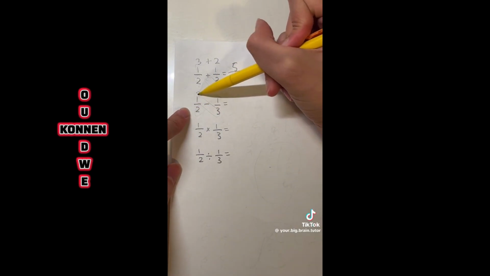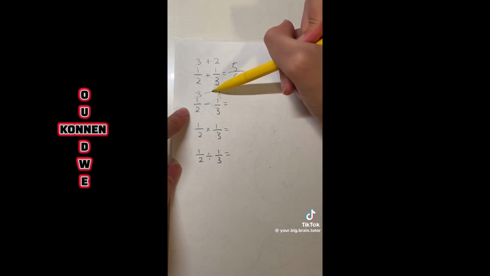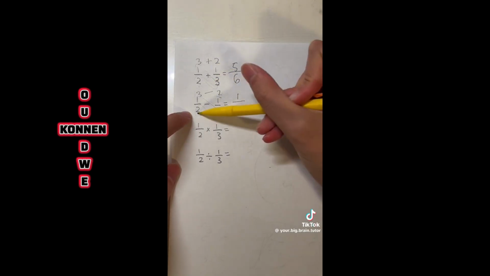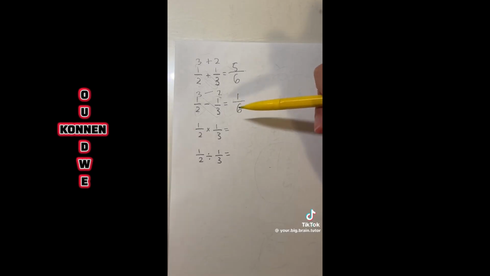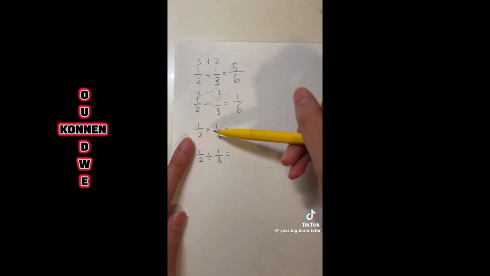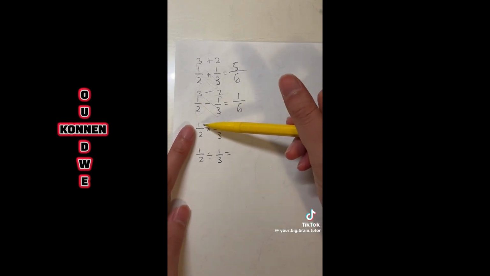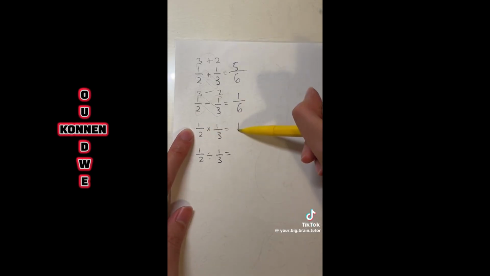And for subtracting fractions, this is basically the same thing. 1 times 3 is 3. 1 times 2 is 2. Bring up the operation. It's going to be 1 over 2 times 3, which is 6. That's the difference. And then 1/2 times 1/3. That's easy. You multiply the numerators. 1 times 1 is 1. And then multiply the denominators. 2 times 3 is 6.